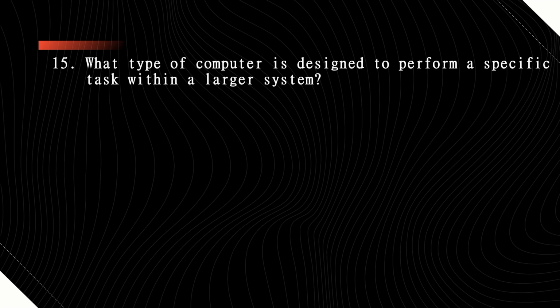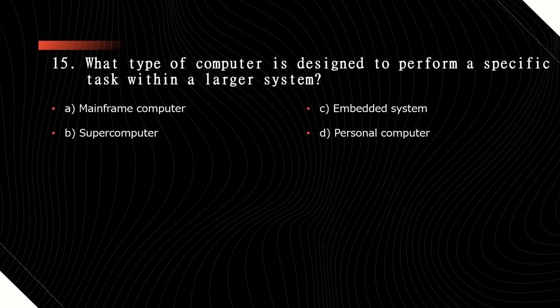What type of computer is designed to perform a specific task within a larger system? Options. A. Mainframe computer. B. Supercomputer. C. Embedded system. D. Personal computer. Answer. C. Embedded system. Embedded systems are specialized computers designed to perform specific functions within the devices or products.